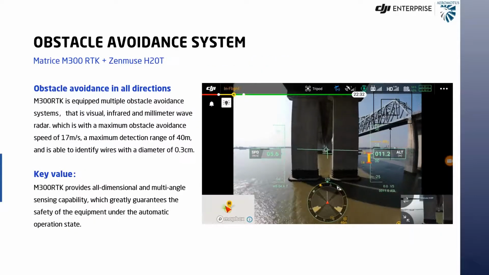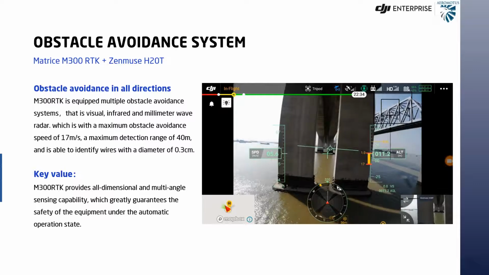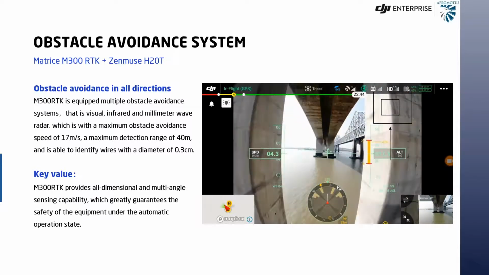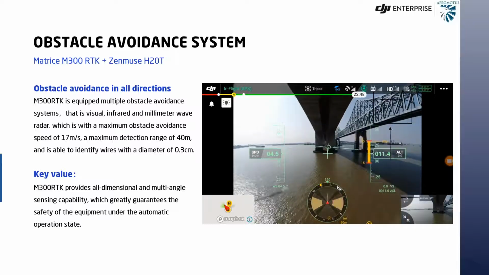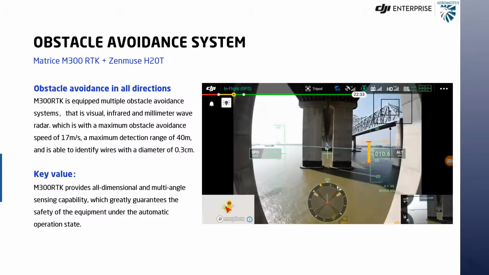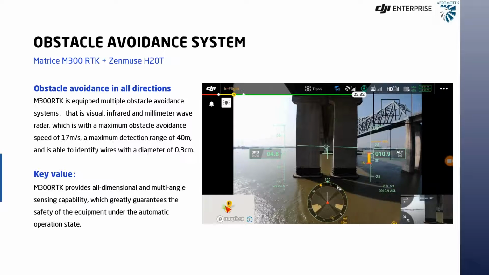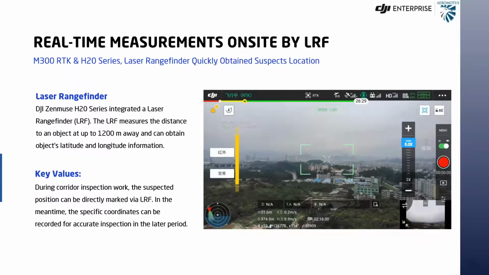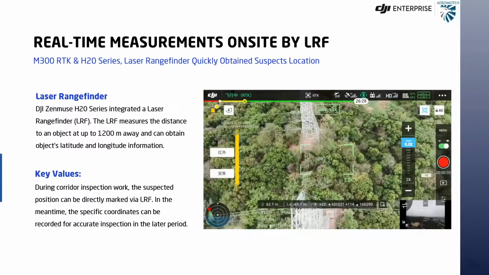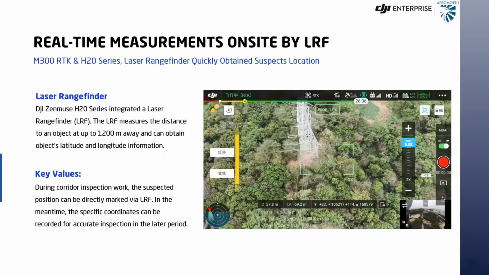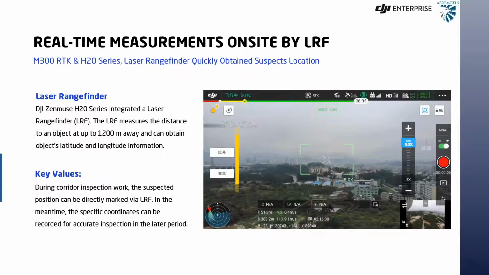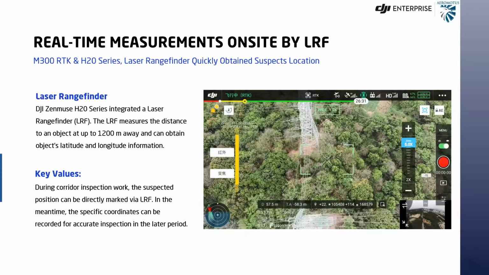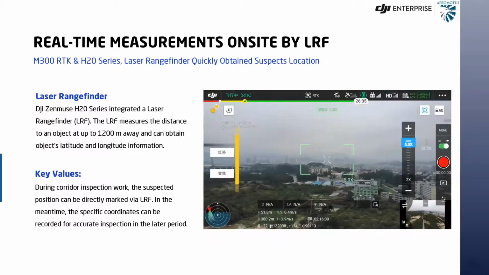Obstacle avoidance: as you have seen through the introduction video, you have a maximum detection range of 40 meters, and it's able to identify wires with a diameter of 0.3 centimeter. It's good for inspections and critical infrastructure surveys. It has a built-in laser rangefinder, which helps you measure objects up to 1,200 meters, and you can obtain the object's latitude and longitude information on site in real time using the laser rangefinder.